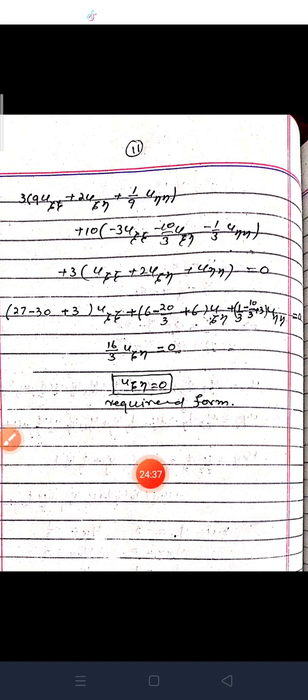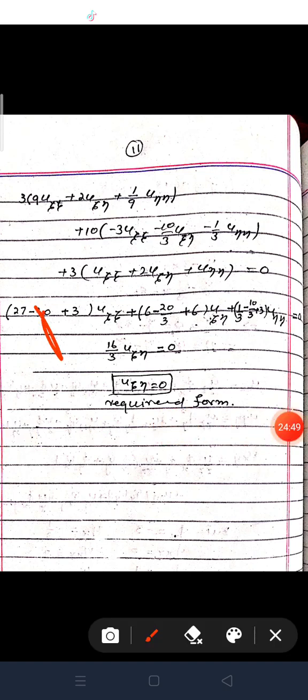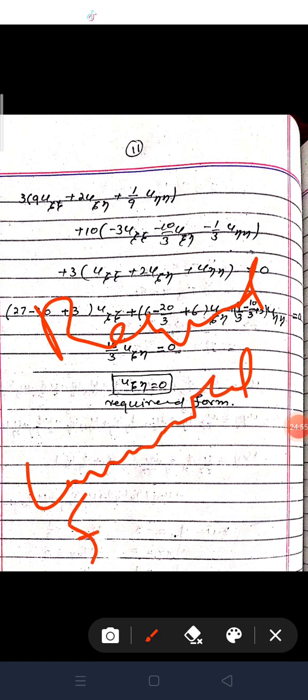This is the same as question number 21. You can solve this, but in this question it is only recommended to find the canonical form. This is our required canonical form. That is the end of our chapter number 1 and this lecture.